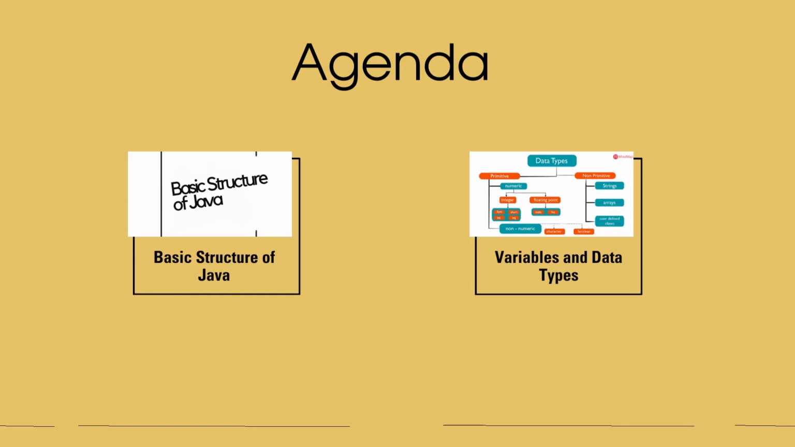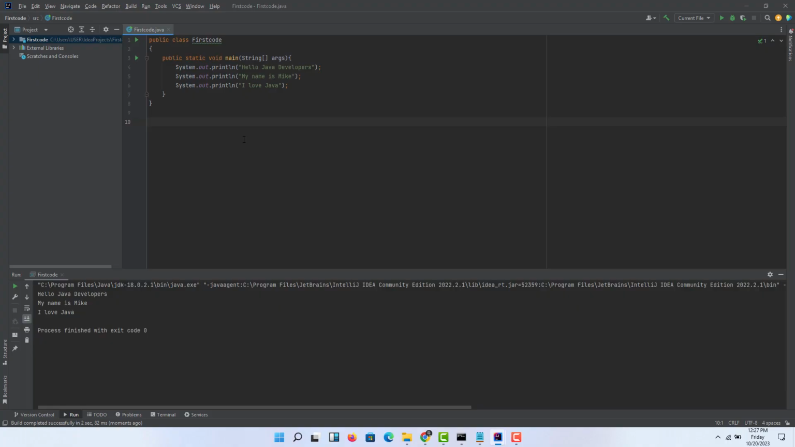In this video, we're going to be looking at the basic structure of the Java programming language, which is this, and then we're also going to be looking at data types and variables. All right, now let's first analyze the basic structure, which is what we have right here. I promise that I'm going to explain this the best way that I can.